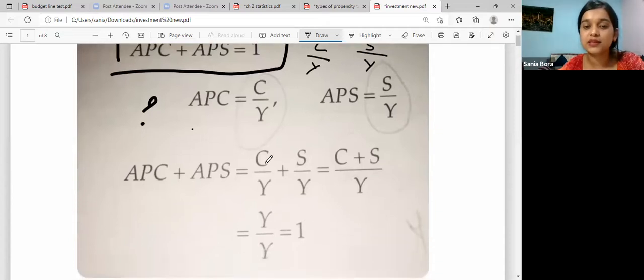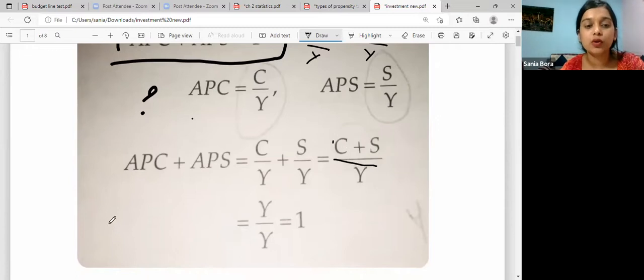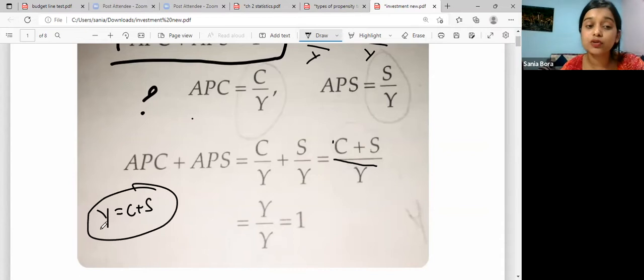So when you add C divided by Y plus S divided by Y, the Y will be the same, right? And after that, it will be C plus S. And your income is equal to C plus S, because you are going to use your income either on consumption or on savings. So instead of writing C plus S, you can write Y. So you get Y divided by Y, which is 1. That's why you can say that APC plus APS equals 1. Clear?